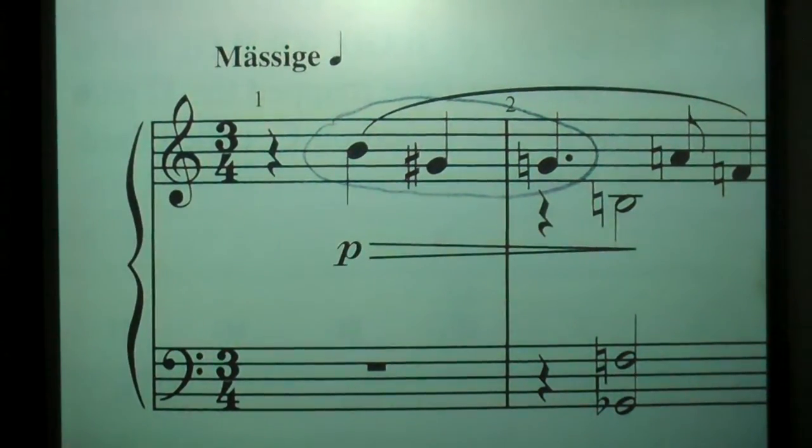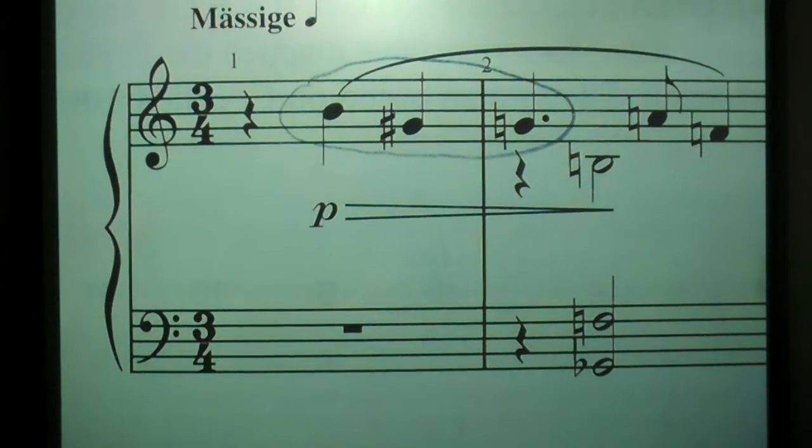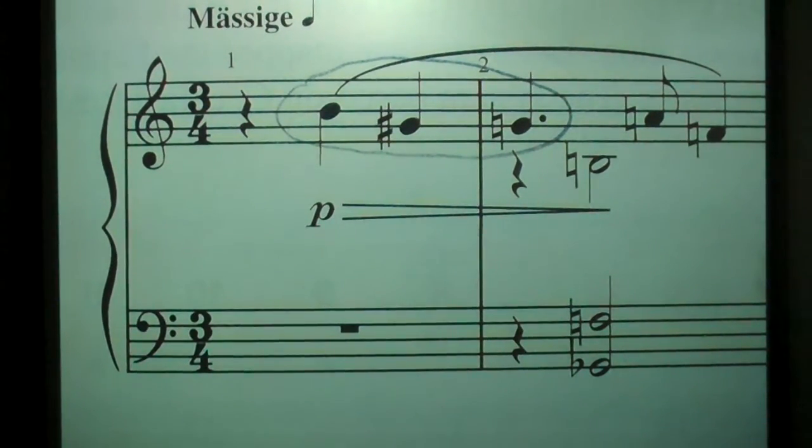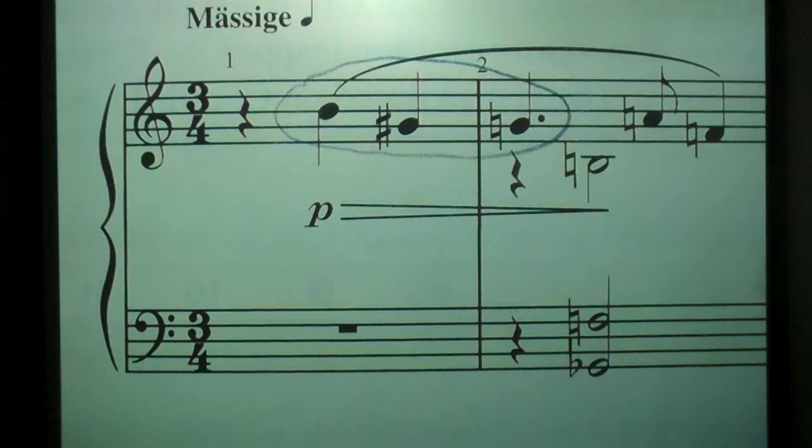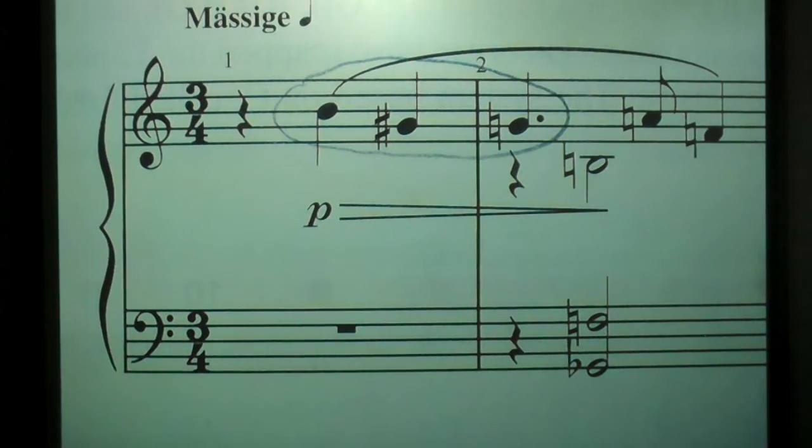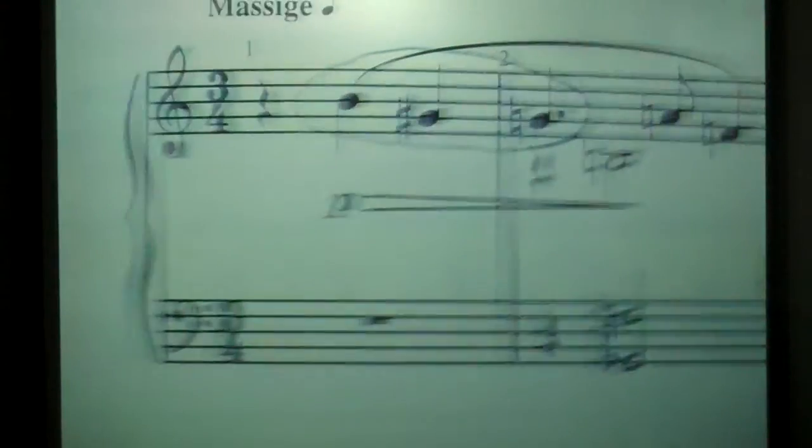On the bottom of page 505 in your textbook, take a look at the first three notes of this example. They are B, G sharp, and G natural. Now they're not in normal order, but that's okay. There are still those three pitch classes, B, G sharp, and G natural.